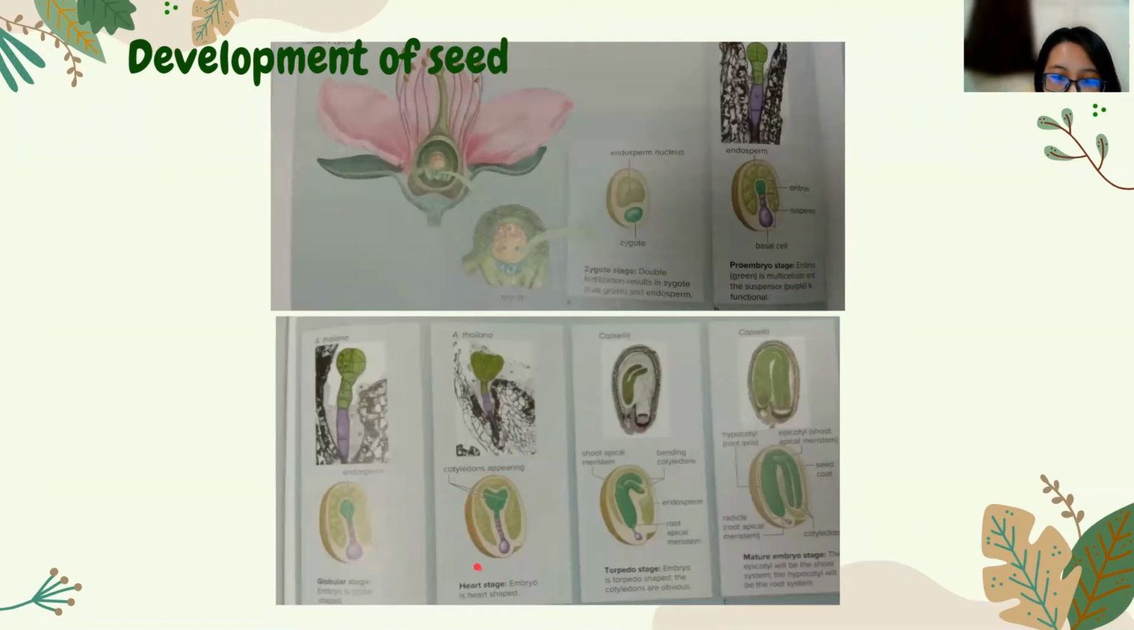Here is the heart-shaped stage, and this is the torpedo stage, which looks like a torpedo, and finally the mature embryo stage. So that's all from me.